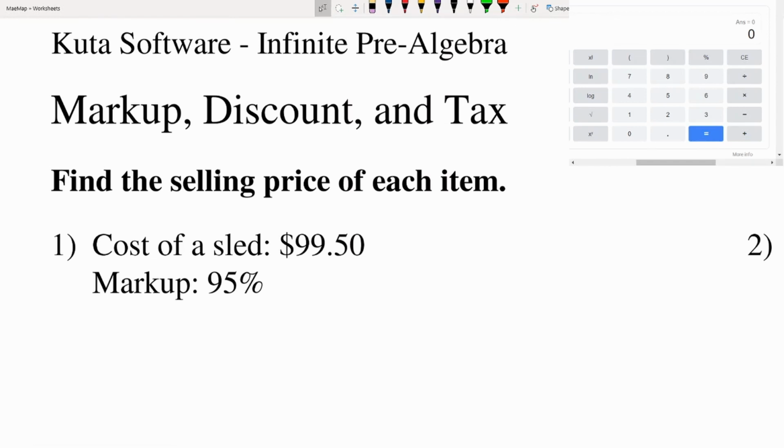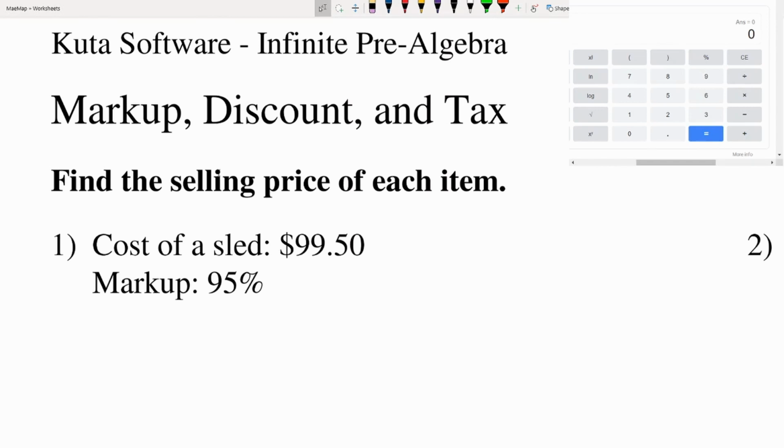Markup is where we're increasing the purchase price. So a quick double check when we're marking something up is, is that purchase price now more than what it previously was? Discounts, we're decreasing the purchase price. So that means, is our new price now less than what we originally started with? That's another quick double check.